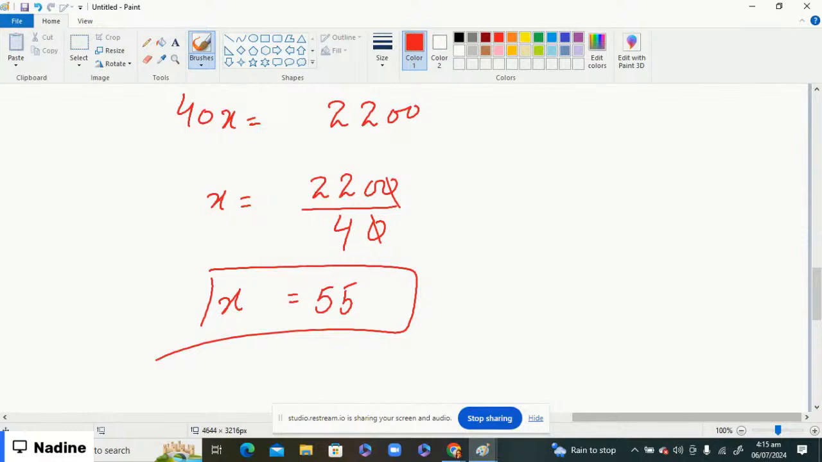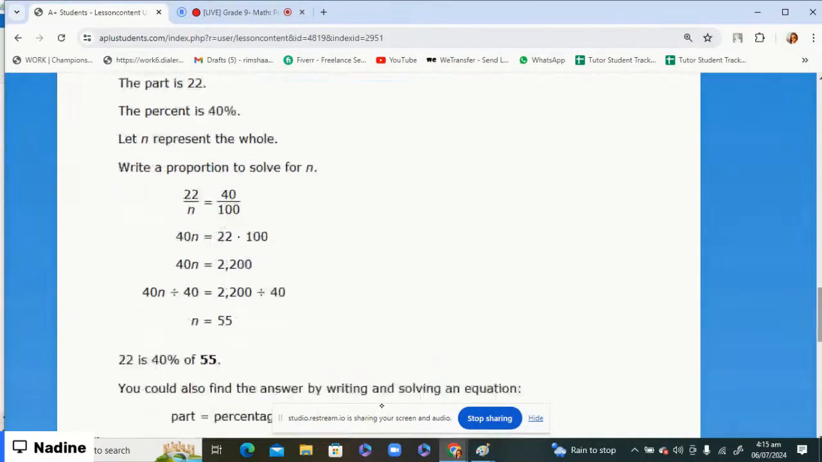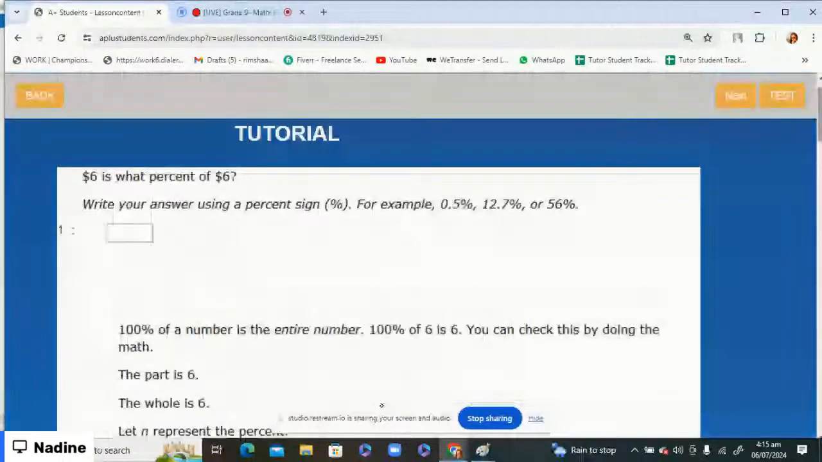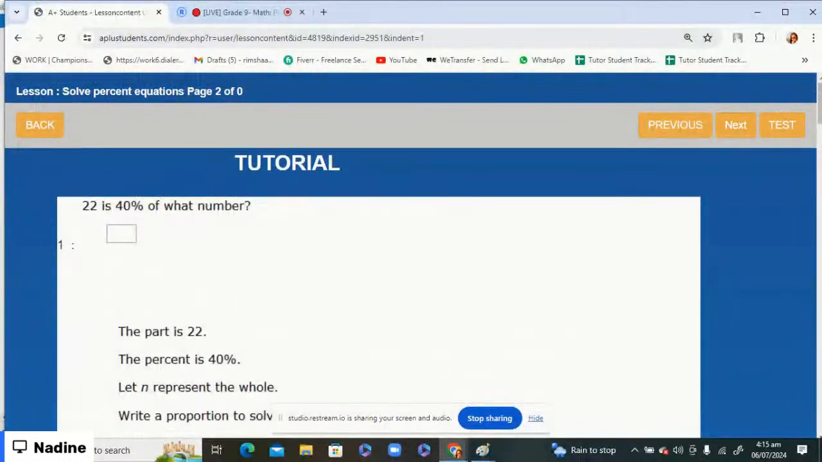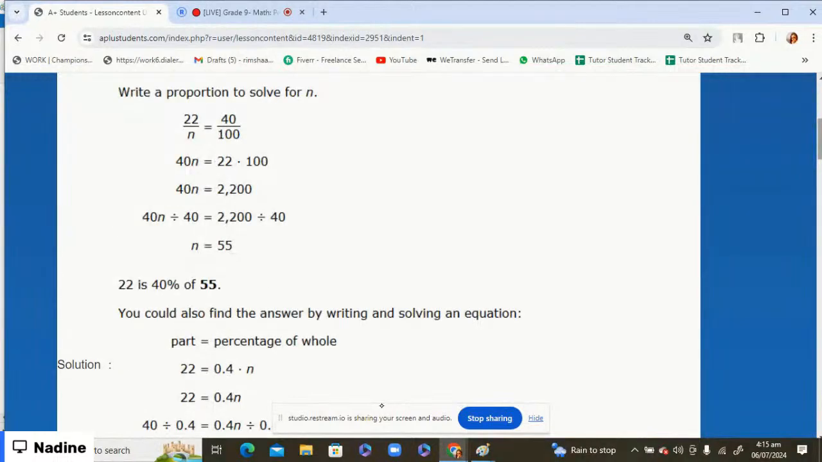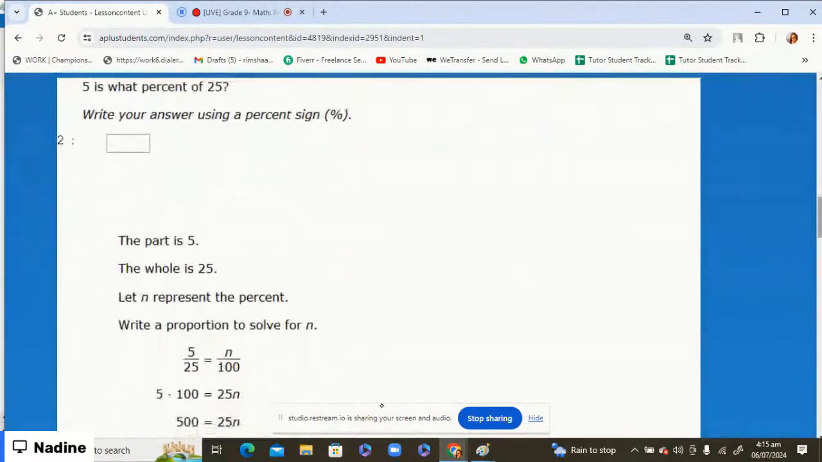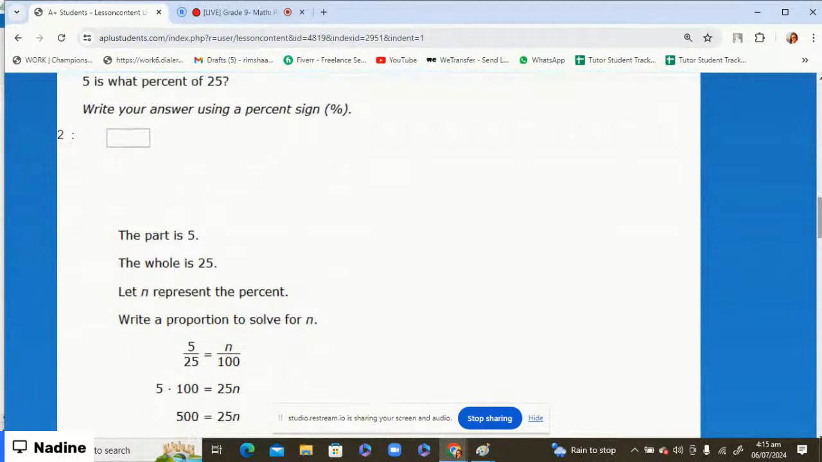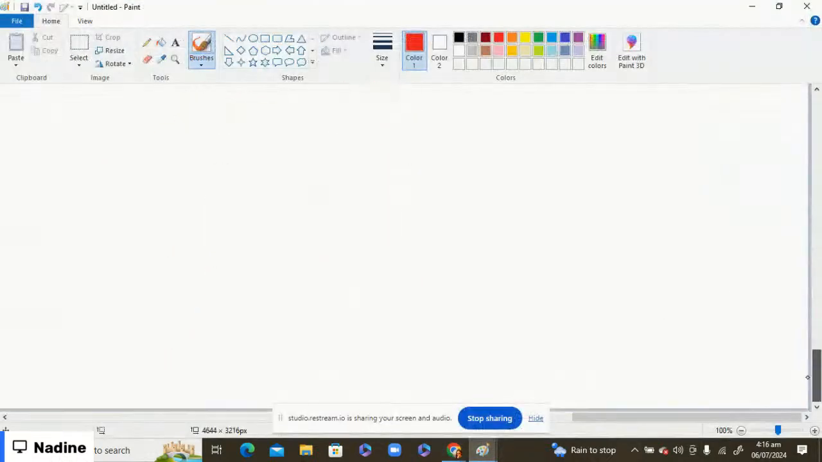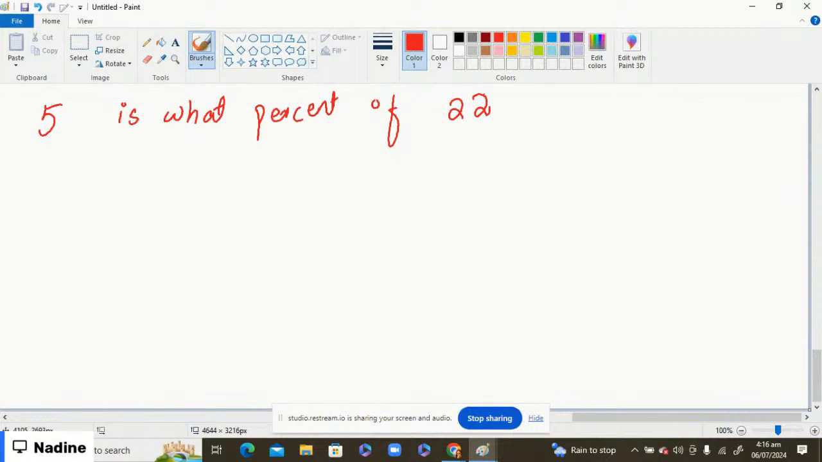Now let's do the next question. Here is the next question: 5 is what percent of 22? Let's do it. 5 is what percent of 22? It's 25, I think so.